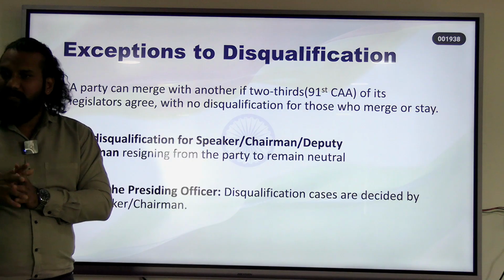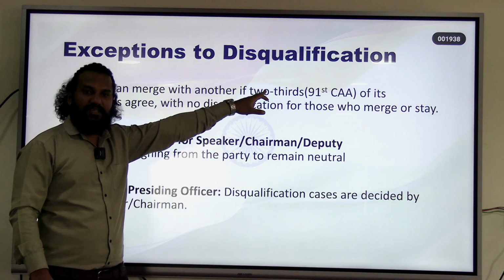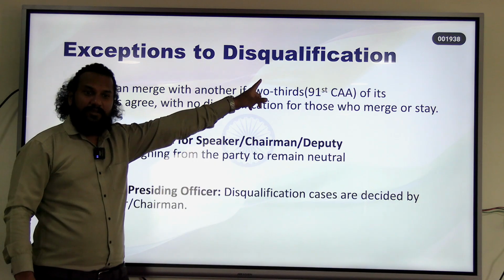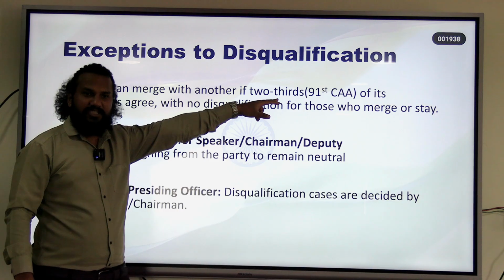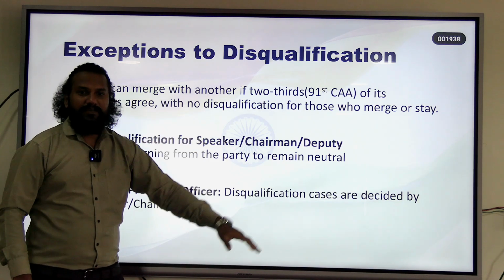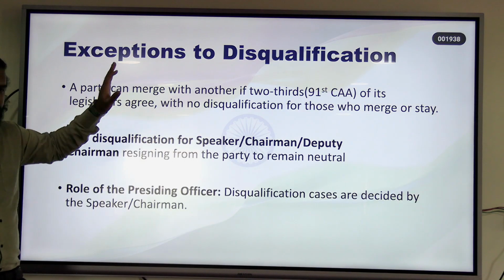Okay, 2/3, it is mandatory, 2/3 of the legislature. Earlier it was 1/3, now it is 2/3 under which act? Which Constitutional Amendment Act? The 91st Constitutional Amendment Act. Okay, so this is the first exception.